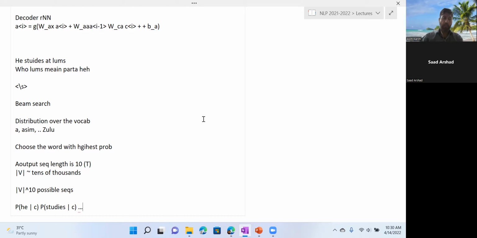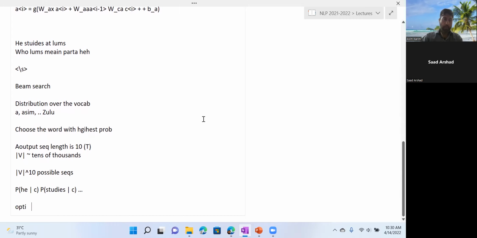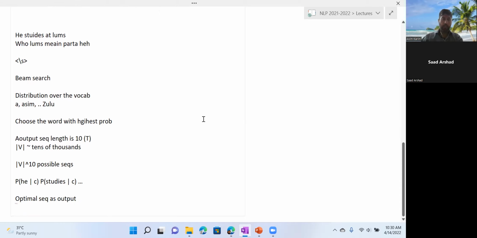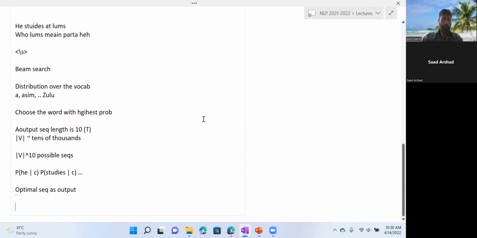So this is a huge or a massive search. But if you are able to do this, then this will give you the optimal sequence as output. Okay? But what are we doing in the greedy search? We are simply saying कि previous word जो था, let's say he था, and we sample the next word and find what is the next most probable word. So let's say उसके बाद let's say कोई word आ जाता है, let's say lums आ जाता है. And then once we have generated lums, we just look at lums and see what is the next highest word.